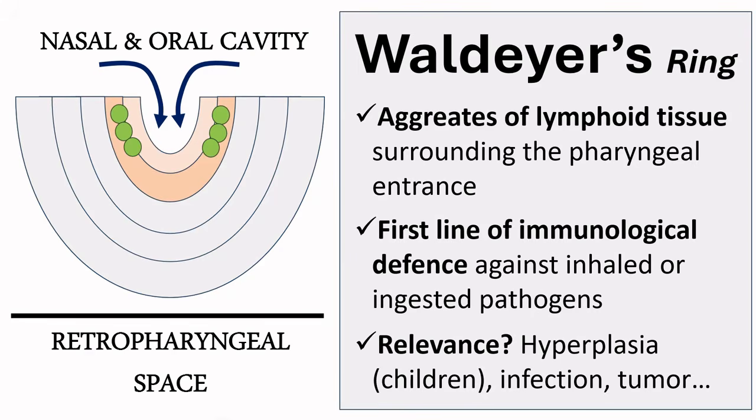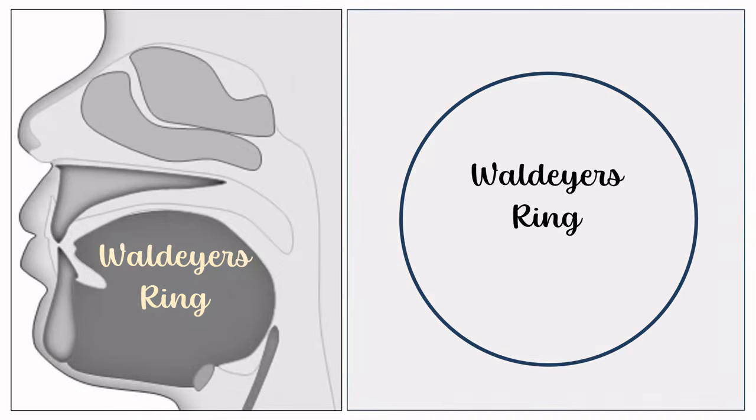Why? Because in children who are continuously exposed to pathogens and in whom the immune system is being developed, we will often find hyperplasia of these lymphoid structures, and that can be visible on imaging. It's important to know that, to not confuse it with pathology. And we can also find infectious processes over here because, well, that's the area where pathogens are attacked. So we can get infections there, and even tumors. So, okay, it's important to be aware of these structures.